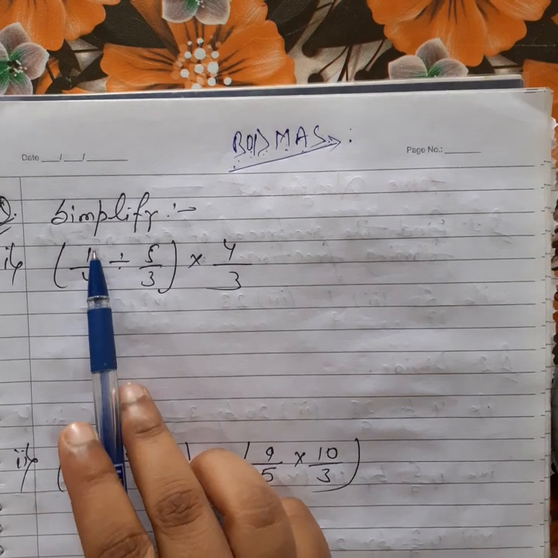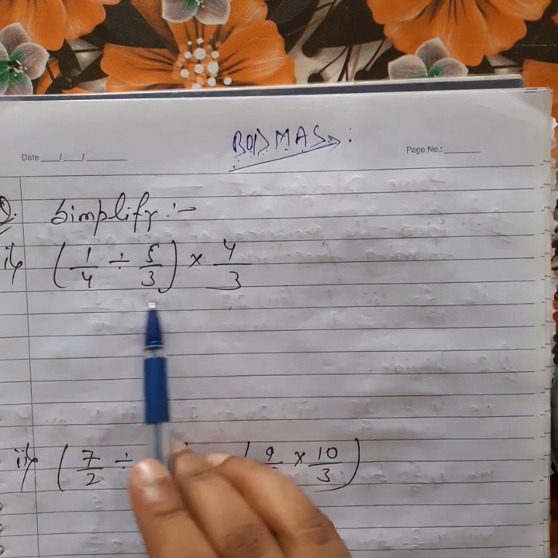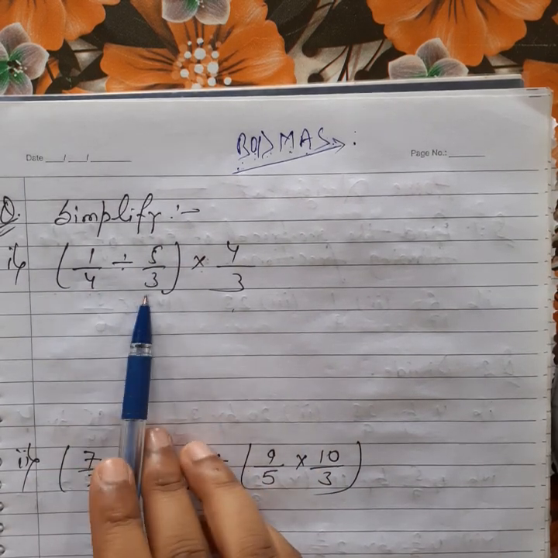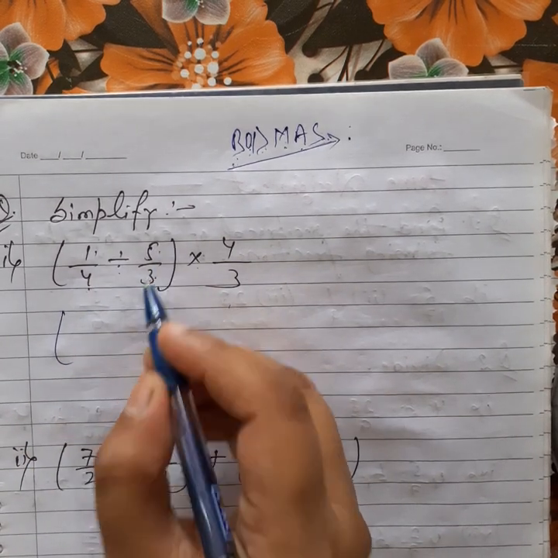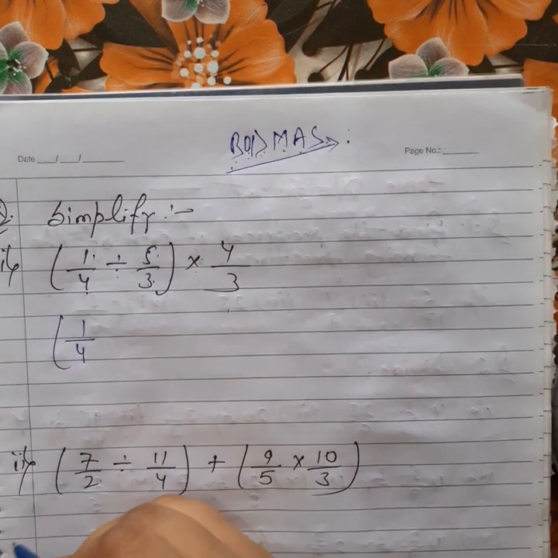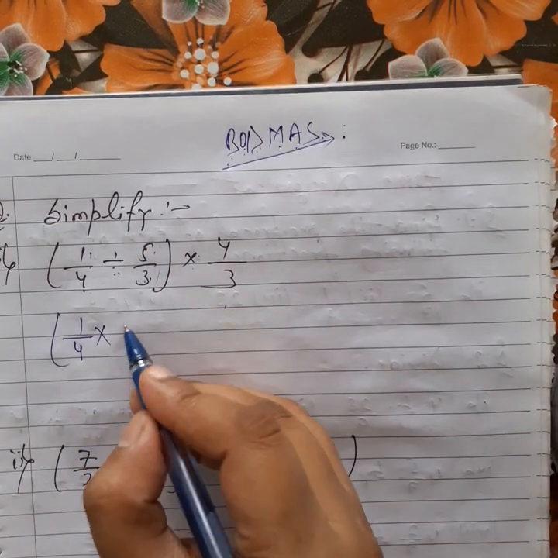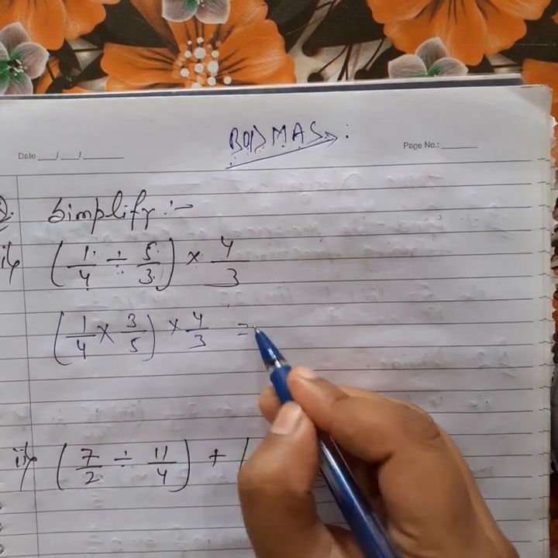The first question is 1 by 4 divided by 5 by 3 into 4 by 3. Here we see that this is under the bracket. So we have to solve this bracket first. What we do? 1 by 4 divided by 5 by 3. So we can write it as 1 by 4 multiplied with the reciprocal of 5 by 3, that is 3 by 5 into 4 by 3.